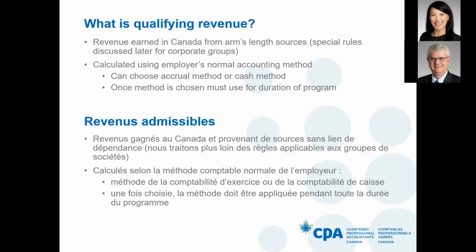Also, I want to mention that the definition specifically excludes revenues from non-arm's length sources, which mirrors what was stated in the previous backgrounders. But this has raised quite a bit of concern that many businesses may be left out of the subsidy because of this exclusion. The final legislation introduced includes some special rules for corporate groups and revenues from non-arm's length sources, and Bruce is going to get into that in further detail later on.